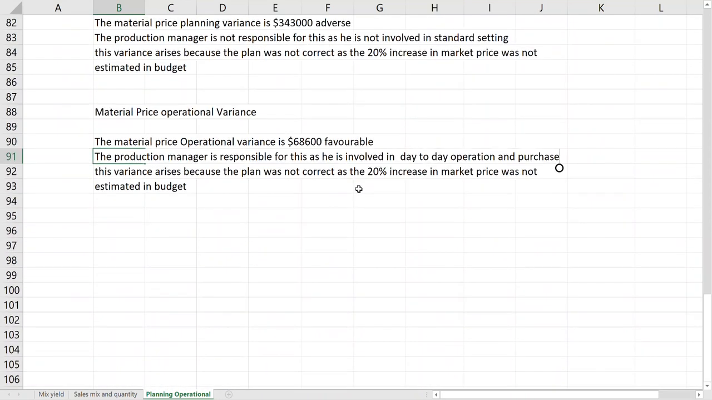The manager accepts that because it's favorable. The variance arises because the actual purchase was done cheaper. And the manager should be rewarded for this. They didn't ask for a suggestion, but we can write it. The manager should be rewarded for it.